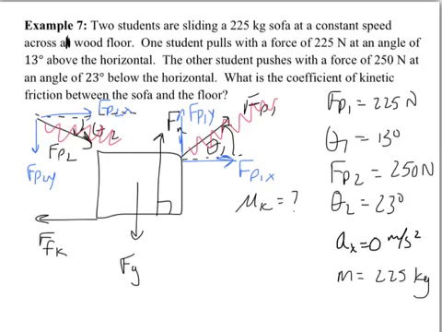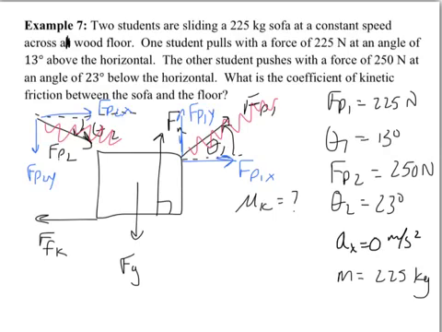So we've got a lot going on. And remember, we're looking for mu k. Mu k is embedded inside of Ff, because Ff is defined as mu Fn. So really, we're going to end up looking for mu k in the x direction, but there's a good chance that we're going to take a look at Fn again, like we did in the last problem, in the y direction, and transfer it over into the x.